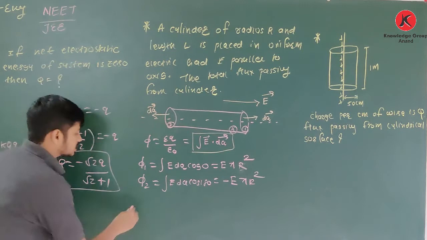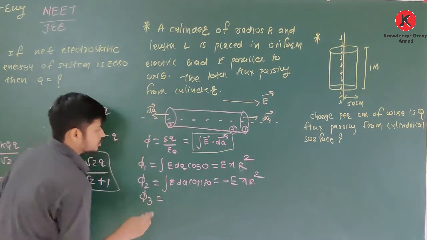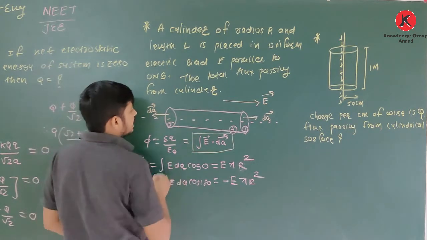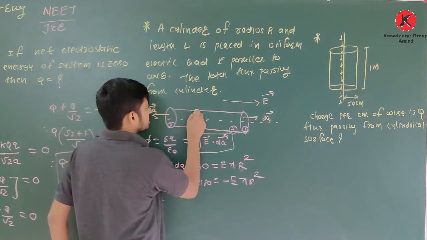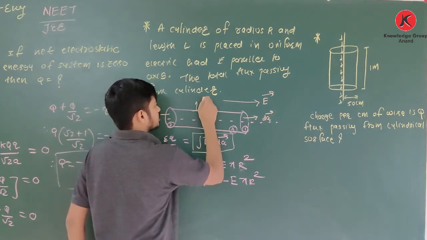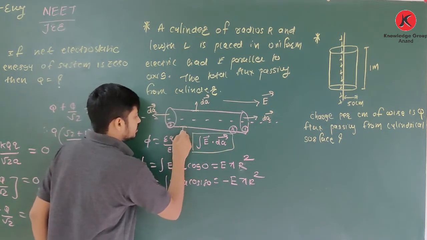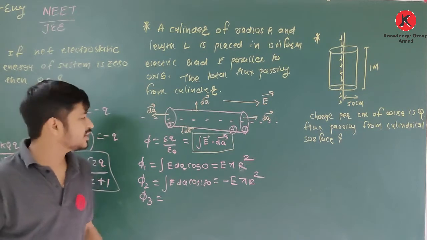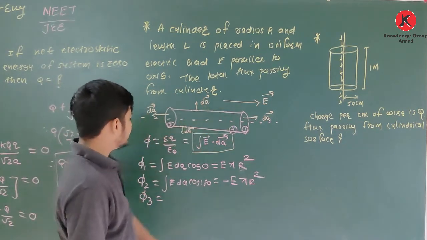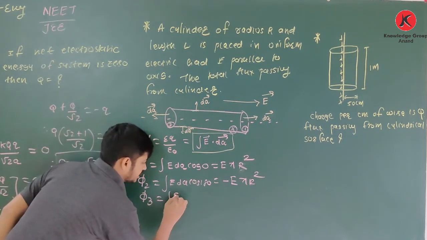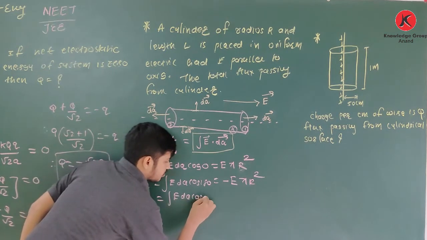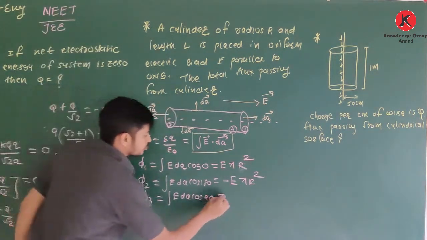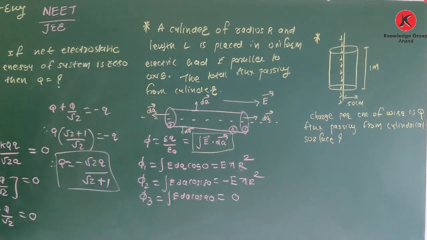Okay, what about the third surface? That is phi 3. For each and every element on this third surface, the area vector is normal. So for each and every element of this third surface, E and dA are perpendicular. So it is integration E dA cos 90. And we know that cos 90 is equal to 0. So phi 3 is equal to 0.